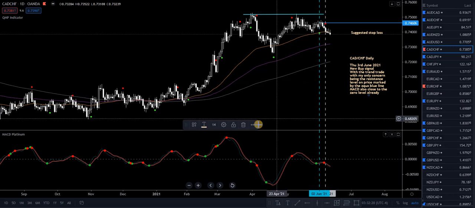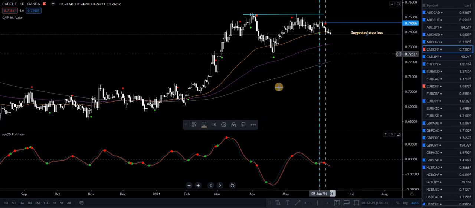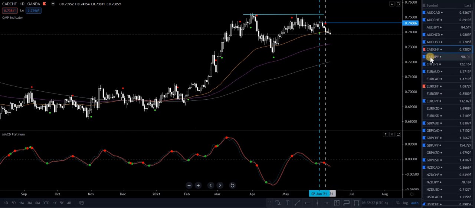So we can get rid of that. It was a failure, which happens in trading. So I'll fix that up later. So that's finished that trade.